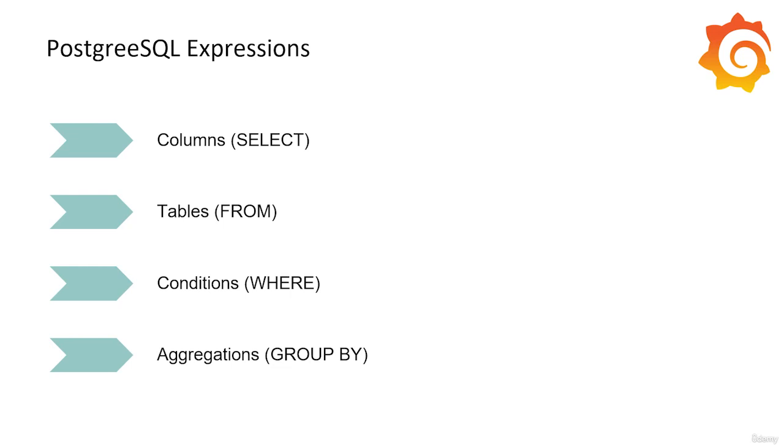And finally, our fourth expression is the group by expression. And it is used to aggregate data. In our sales example, we have in our database records of daily sales, and we may want to group this information to calculate total sales per month and create a table based on that.